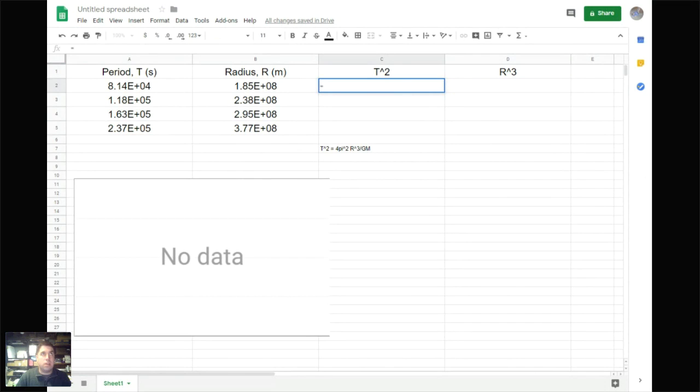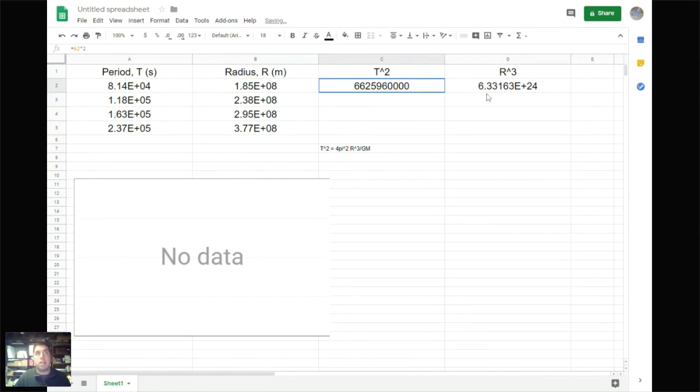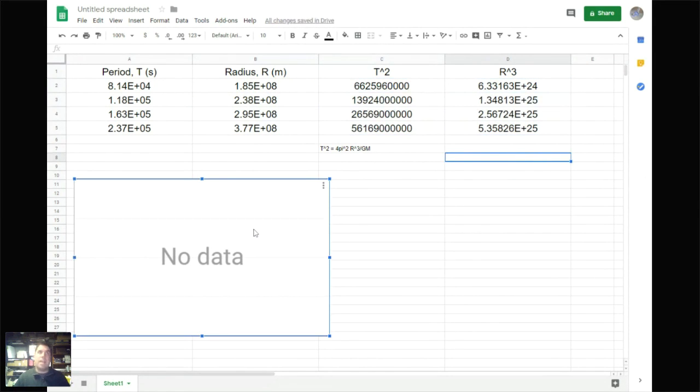So I want the period squared, and I want the radius cubed, and we're getting gigantic big numbers, which is okay. And we put them down, and there's our stuff. And now we've got to graph it.